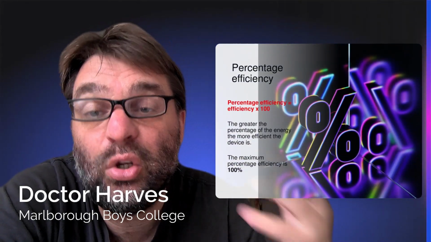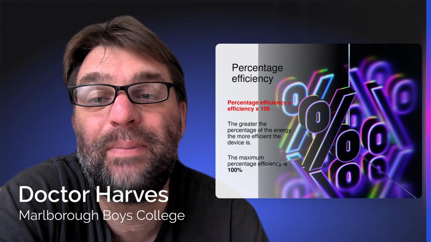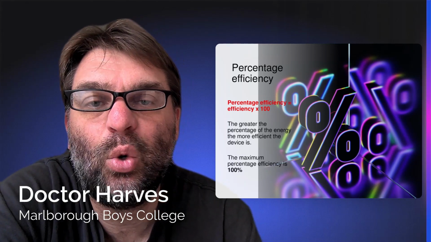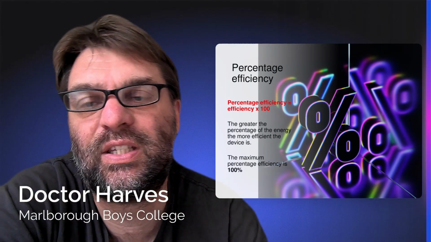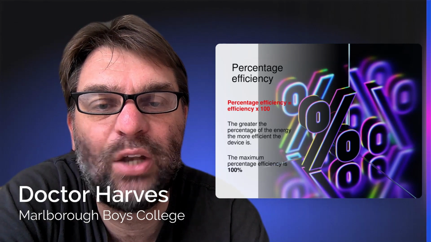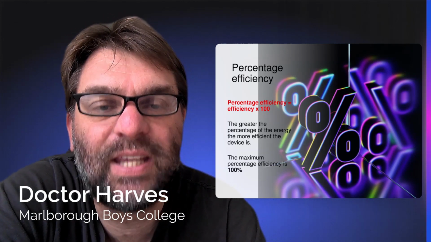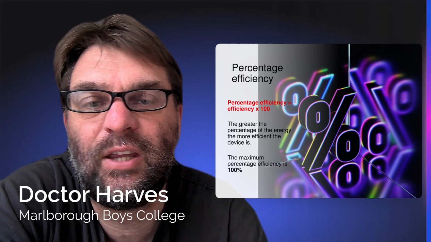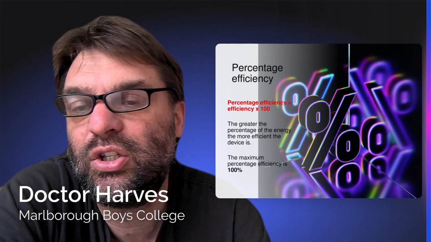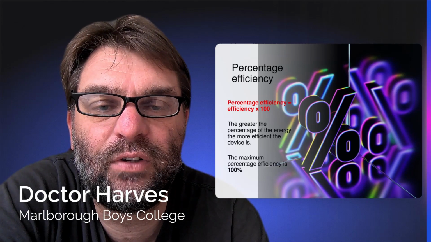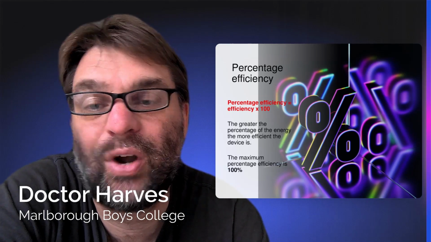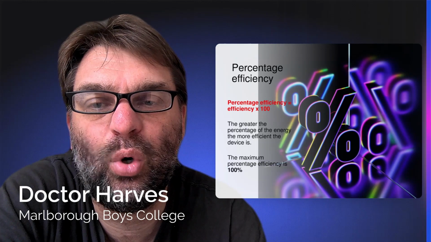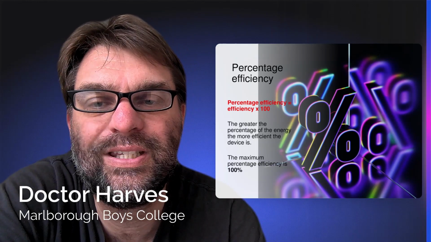We can also use values to describe the percentage efficiency, which is the efficiency we've just calculated times 100. The greater this percentage, the more efficient the device is. And just as before, as the efficiency cannot be greater than 1, the maximum percentage efficiency can be no greater than 100%. You can't get more energy out than you put in.